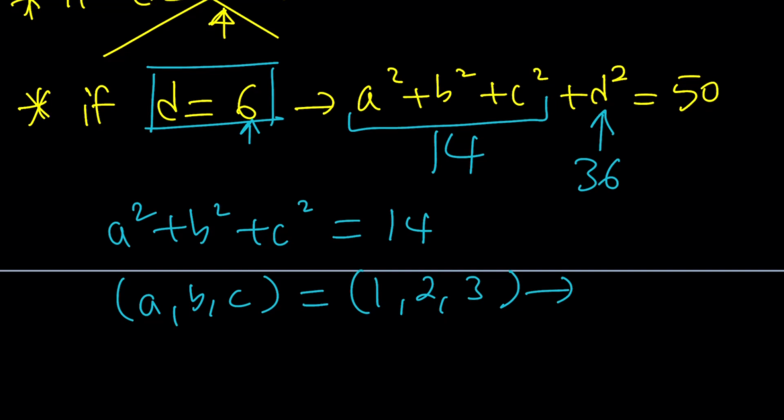Put it all together, you have 1, 2, 3, and then 6. Make sense? Sum of the squares is 50, and it's a 4-digit number, and the digits are increasing left to right. So you have to satisfy all the conditions. Again, look at the statement of the original problem. You'll see some slight modifications.